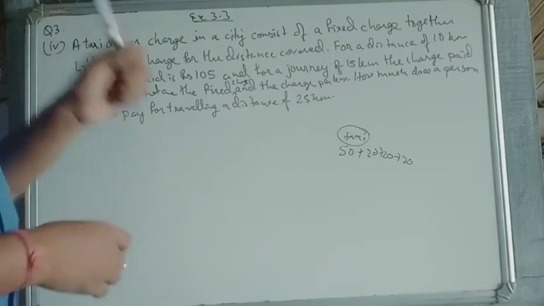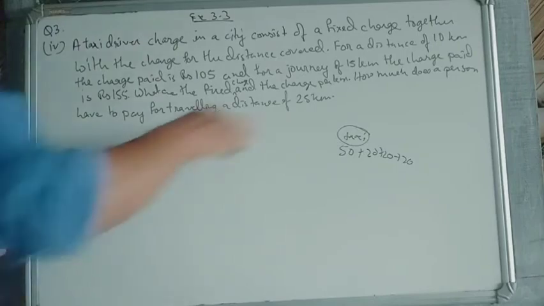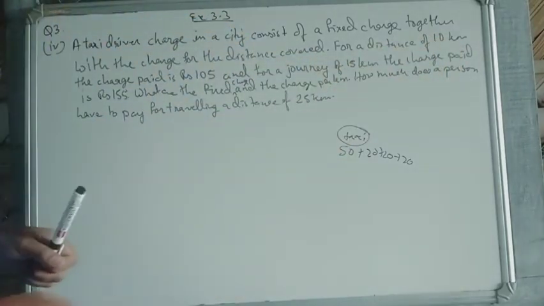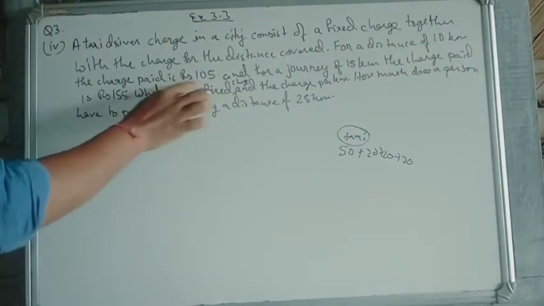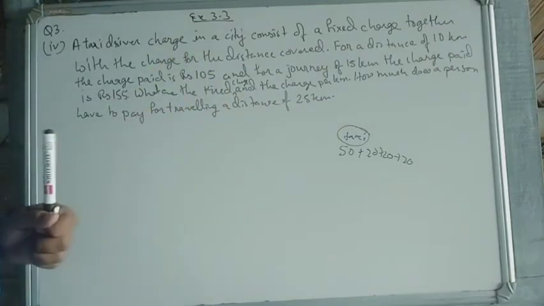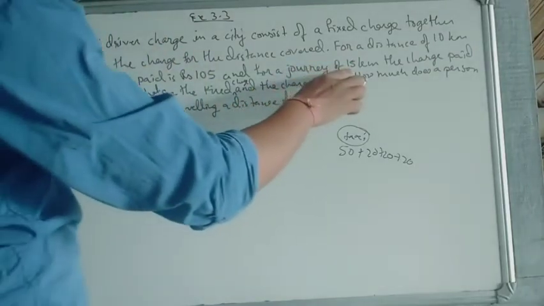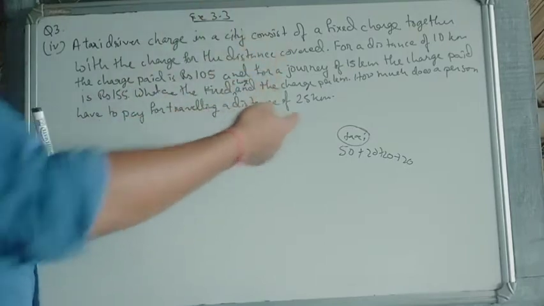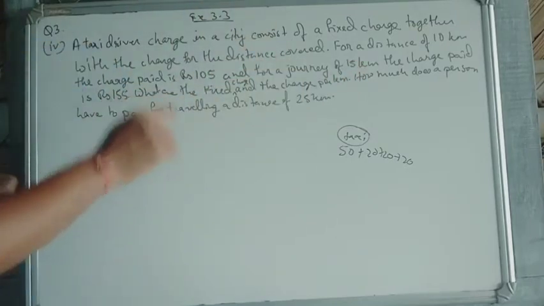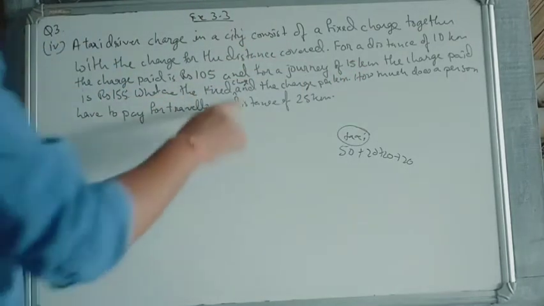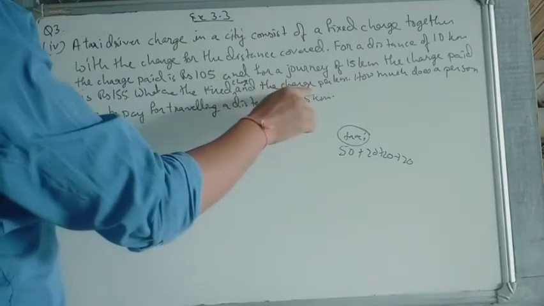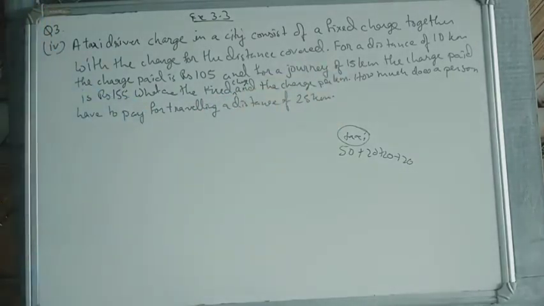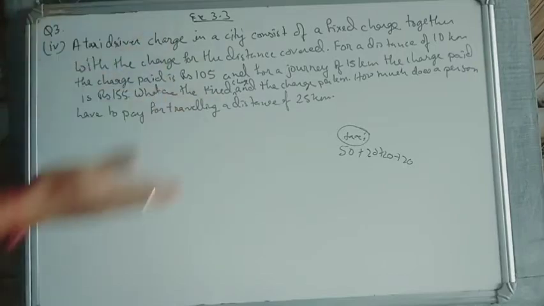So this is how taxi charges are. Now for a distance of 10 kilometers, a person has to pay 105 rupees, that is one part given, and another, if he is going for 15 kilometers, he has to pay 155 rupees. So what will be the fixed charge and the charge per kilometer?